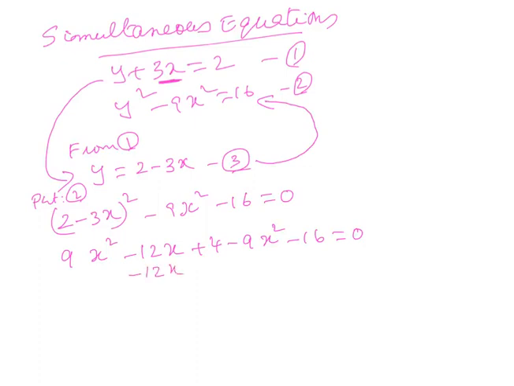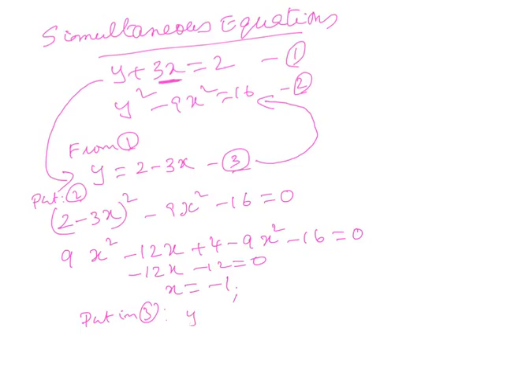Otherwise it might reduce to a quadratic, but this is now reduced to a linear equation in x. So minus 12x minus 12 is equal to 0. Therefore I can solve it and I get x is equal to negative 1. I am lucky I got only one solution. Now I'll put this in equation number 3.